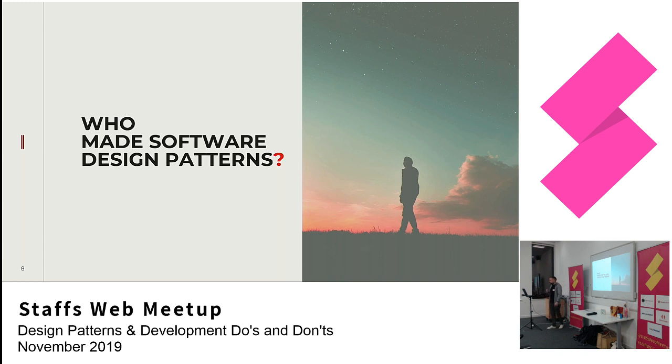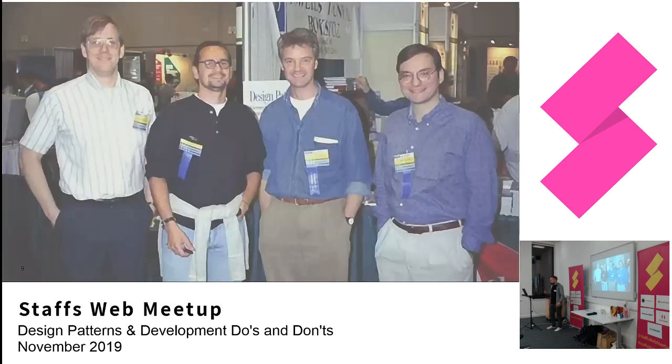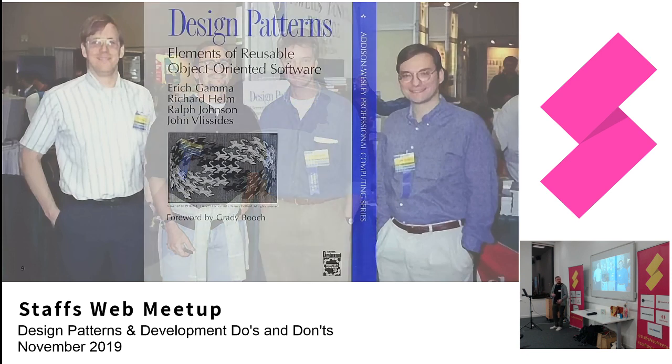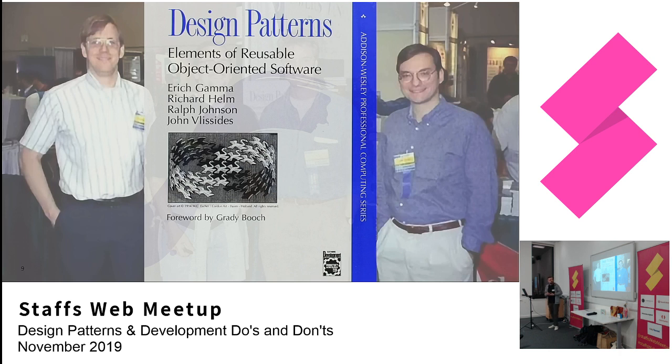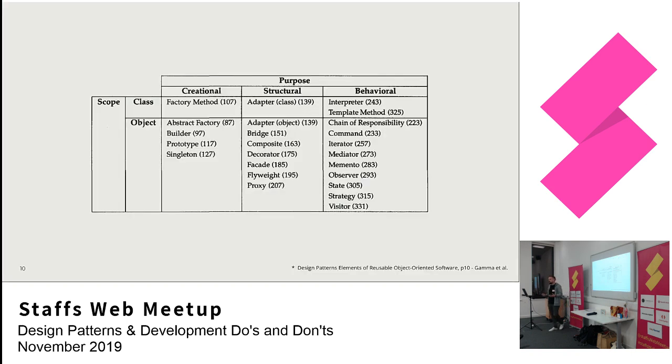So who made software design patterns? If anyone's studied patterns, you might come across the term the Gang of Four. So this is the Gang of Four, and in 1994 they released this book called Design Patterns: Elements of Reusable Object-Oriented Software, and those guys are Erich Gamma, Richard Helm, John Vlissides and Ralph Johnson. What they wanted to do was continue Christopher Alexander's work and make a pattern language for software patterns. So they made this book that catalogues these 23 software patterns, these object-oriented patterns that deal with problems that commonly crop up in object-oriented software.